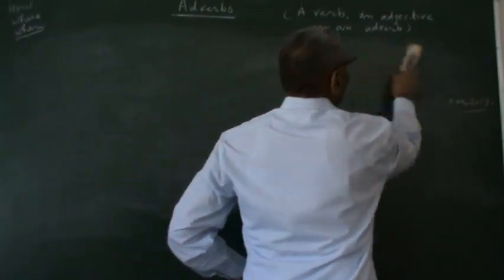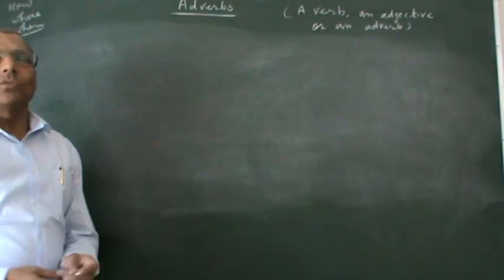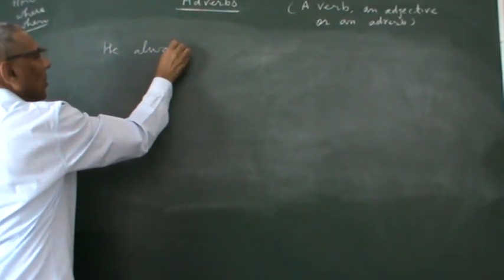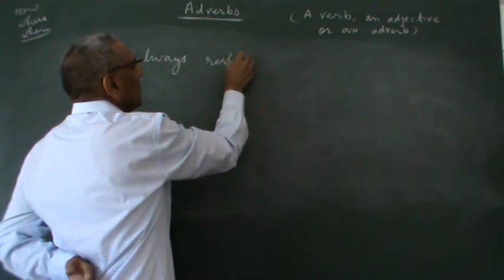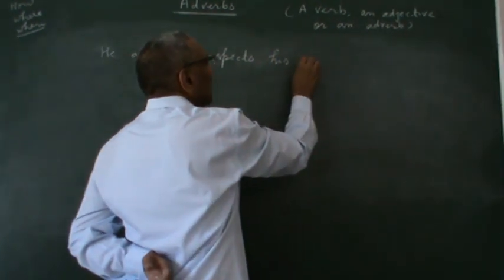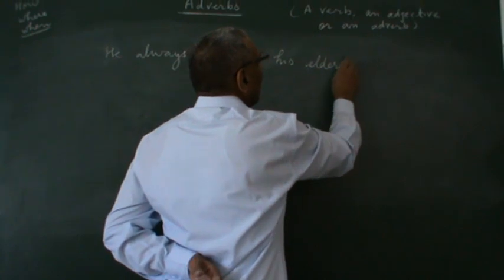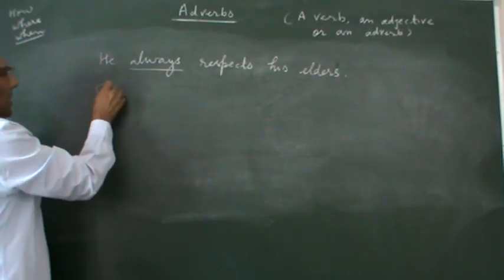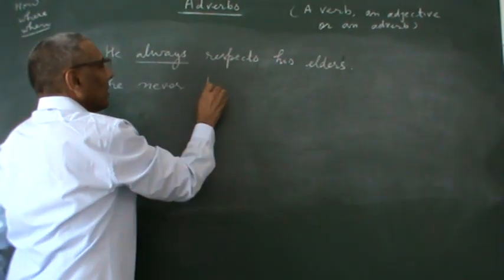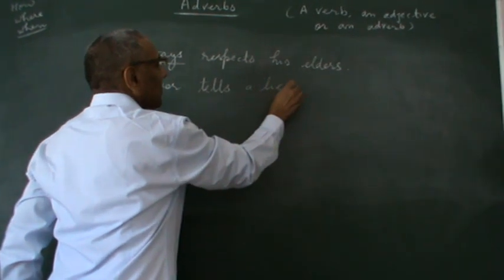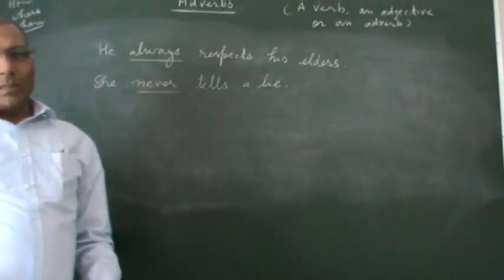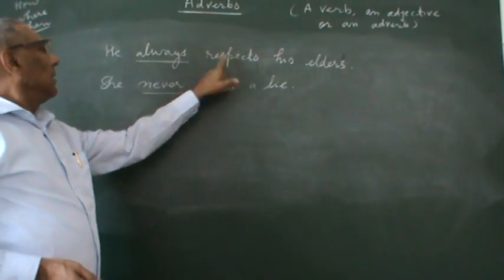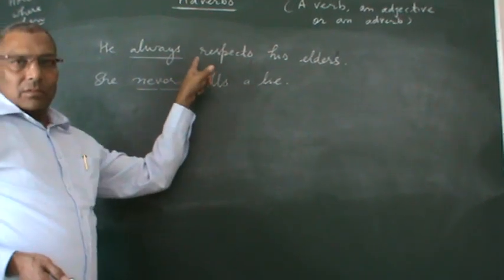We can use some other adverbs also. The adverbs which do not end in ly, for example, always. He always respects his elders. She never tells a lie. So you have to remember that always and never are used before the verbs.